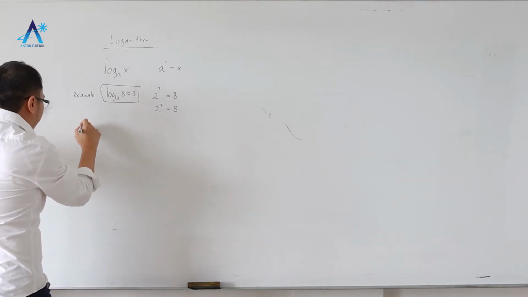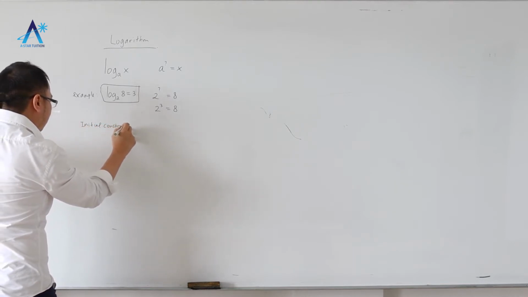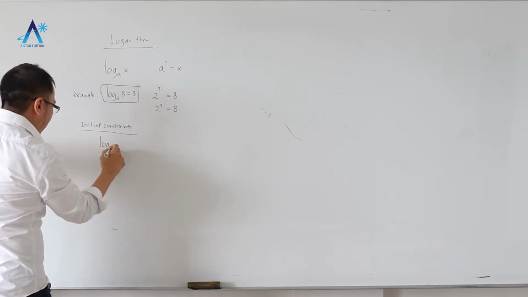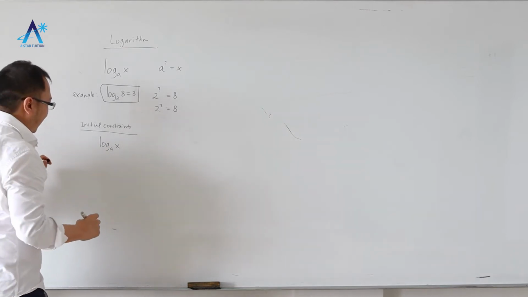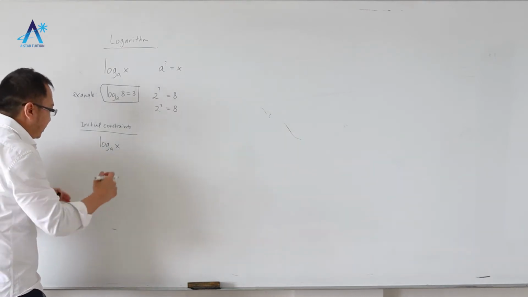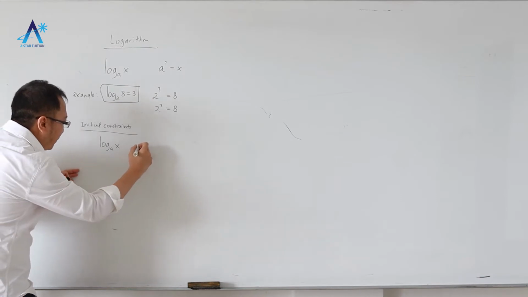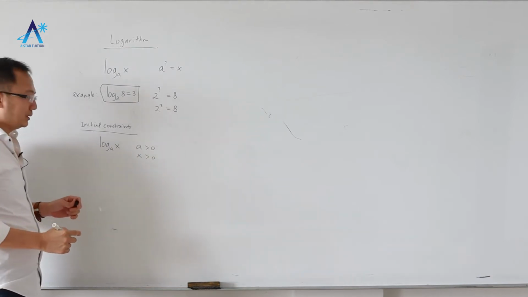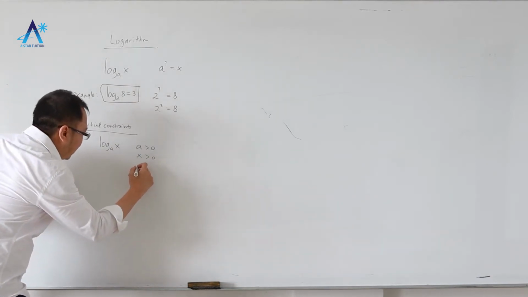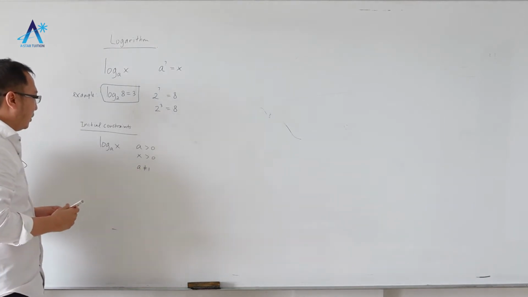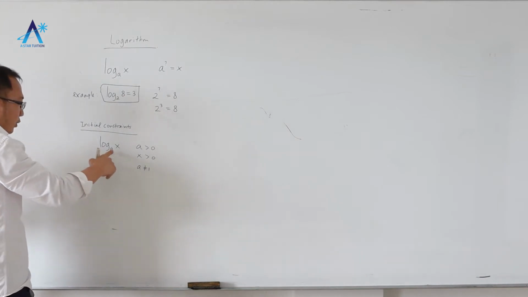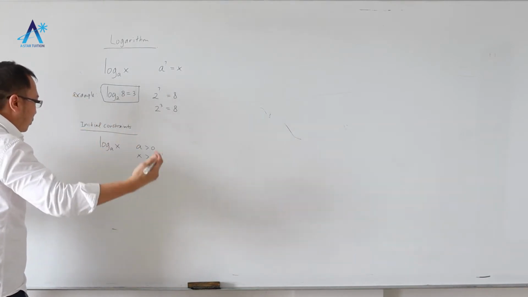Next, the initial constraints of log. Log base a of x has some initial constraints in which both a and x have to be positive numbers. In addition to that, a also can't be equal to 1. The reason why a can't be equal to 1 is because 1 to the power of anything remains 1.